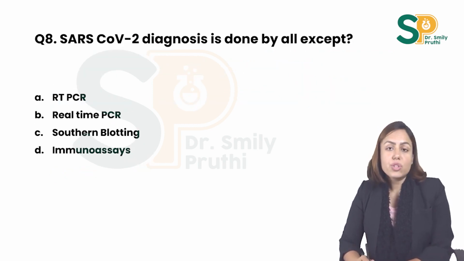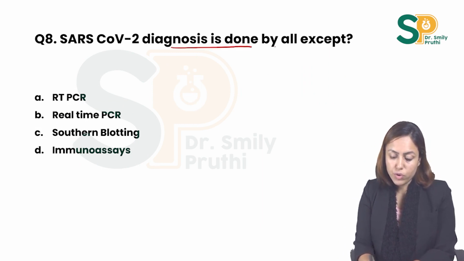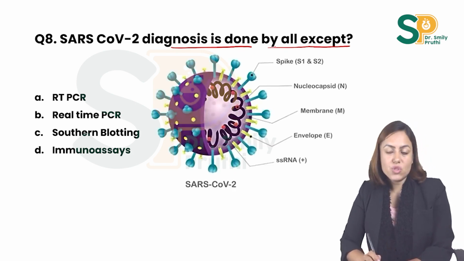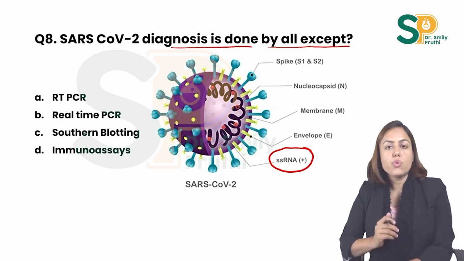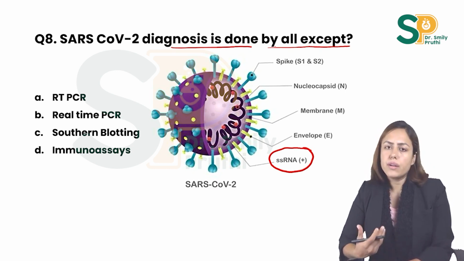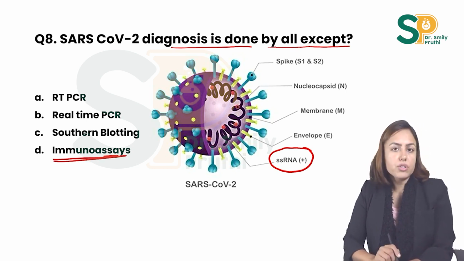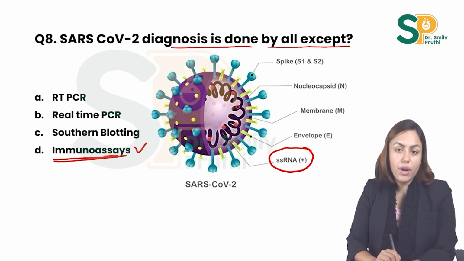Then our next question is on the COVID virus, about the diagnosis. The question is, SARS-CoV-2 diagnosis is done by all except. We all know that this virus is a single-stranded RNA virus. So for diagnosis, we have to detect the genome, which is RNA, or we can detect the antigen, right? For antigen-antibody reactions, the word immuno is used. So immunoassay can be used, right?